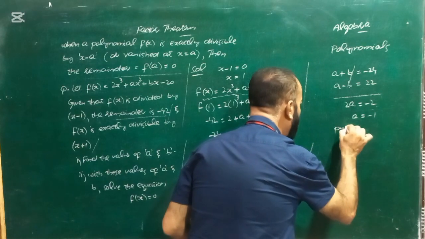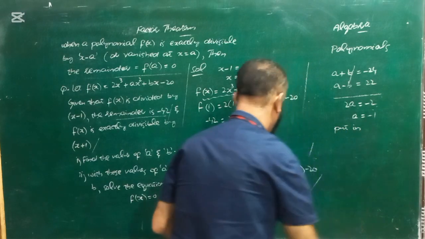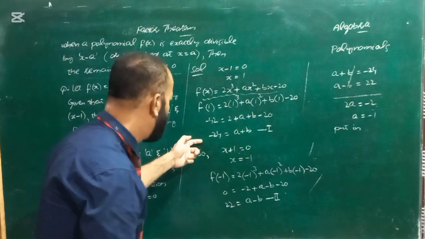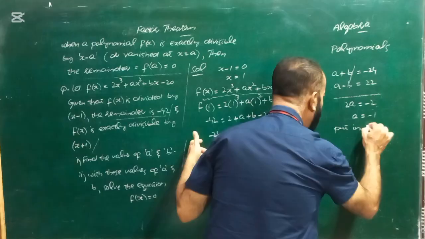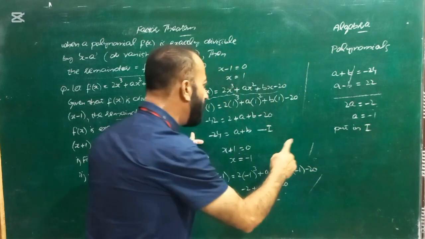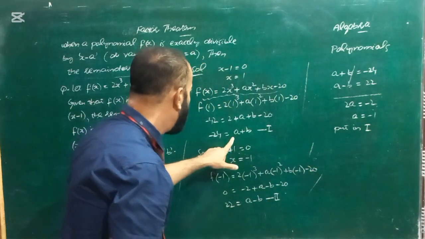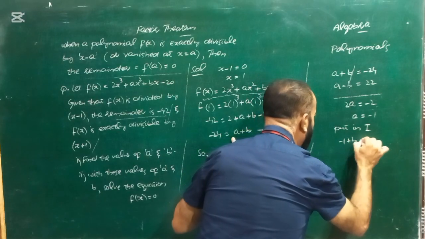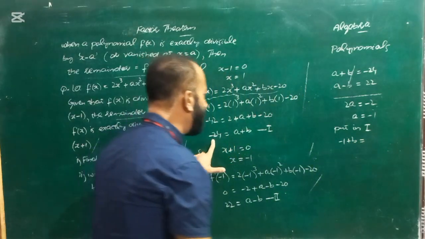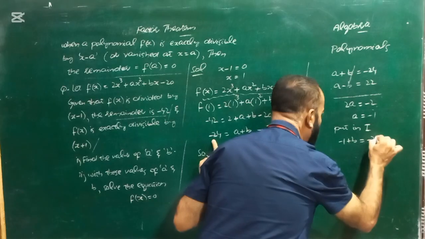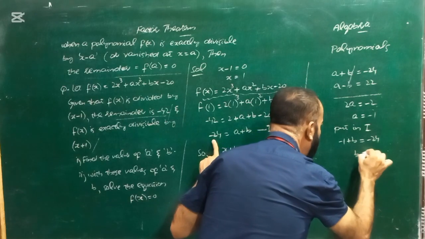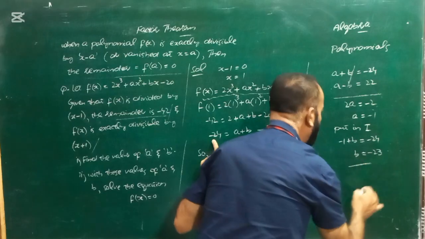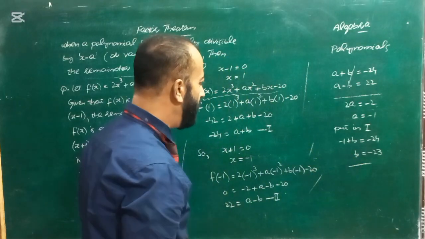Put this value of A in equation number 1 or 2, whatever you feel easy. So suppose we put it in 1. So A is minus 1. So minus 1 plus B will be equal to minus 24. And from here you can see B will be equal to minus 23. So these are the values of A and B.